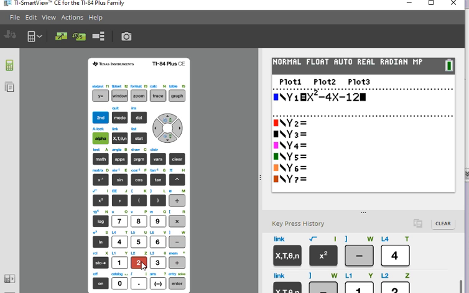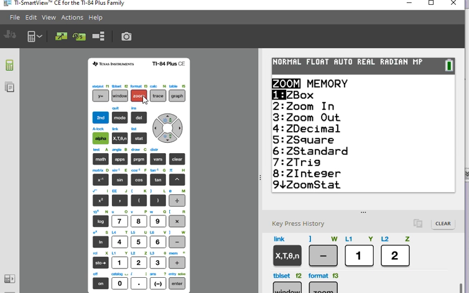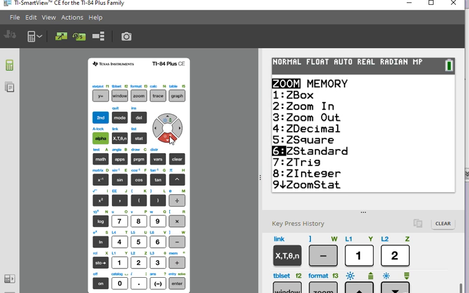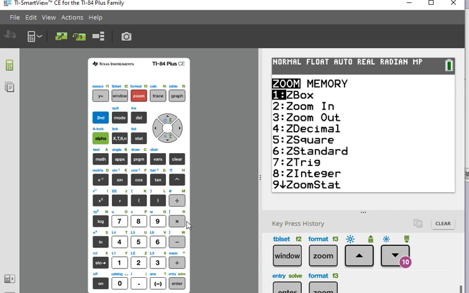You might need to adjust the window. So you can either hit window and then adjust your window manually, or you can do zoom. And I think there used to be a zoom fit. Yep, you scroll down, it's option 0, so past the 9 because they don't do a 10. Zoom fit might be good. That's not great. We should actually probably go back to zoom. I'm going to do 6 standard.